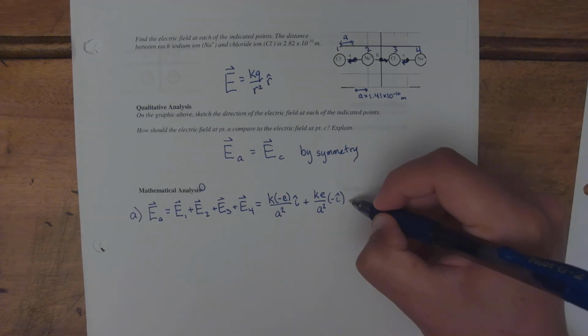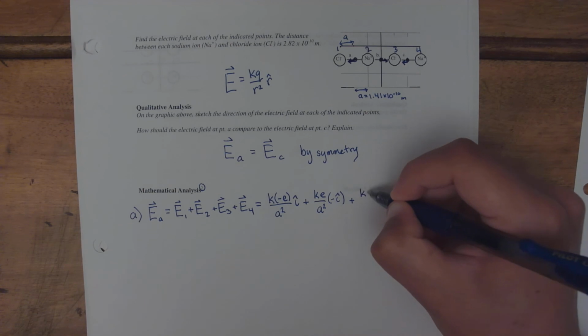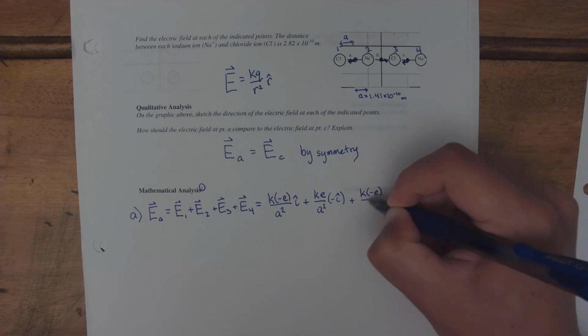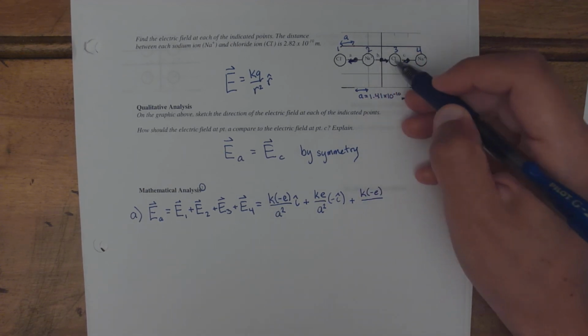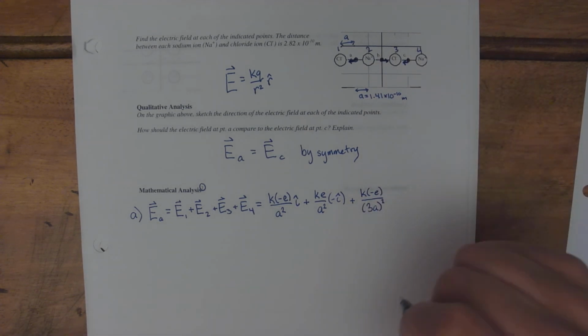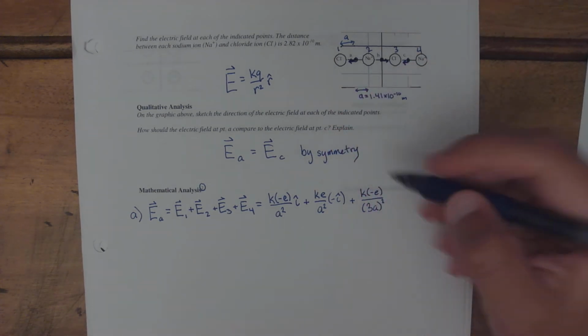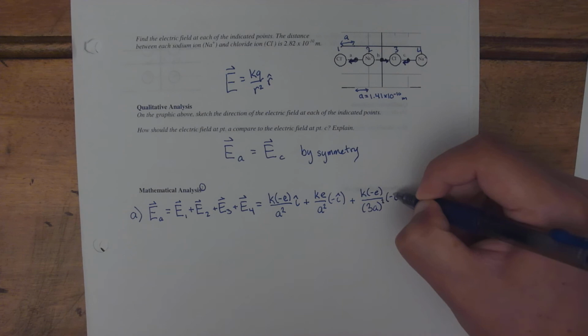Then we move on to charge 3. That has a charge of negative E, so this is K times negative E, and we are 1, 2, 3 blocks away from the point of interest, so that is 3A squared. Make sure you square both the 3 and the A. Going from the charge to the point of interest is in the negative I hat direction.